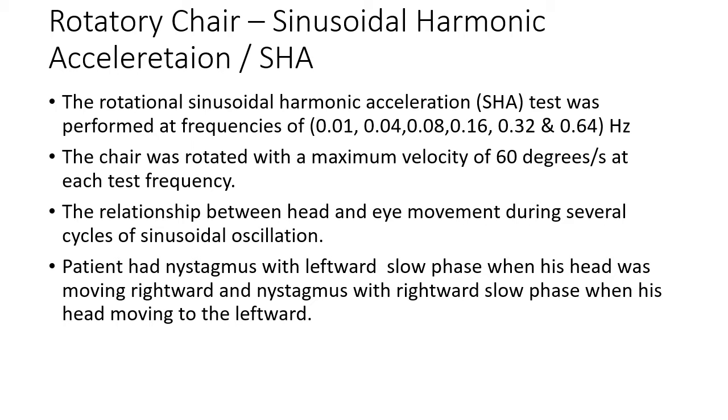Then the chair will oscillate in yaw at varying frequencies, about 0.01 to 0.64 Hz, typically with peak velocity that remains constant at 50 or 60 degrees per second. So we can see the relationship between head and eye movements during several cycles of this sinusoidal oscillation. And then the patient will have a nystagmus with leftward slow phase when his head is moving to the rightward, and the nystagmus with rightward slow phase when his head is moving to the leftward.